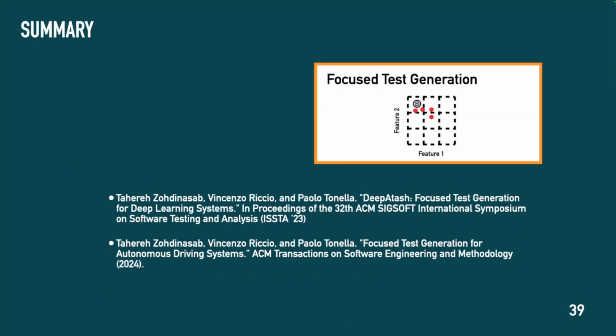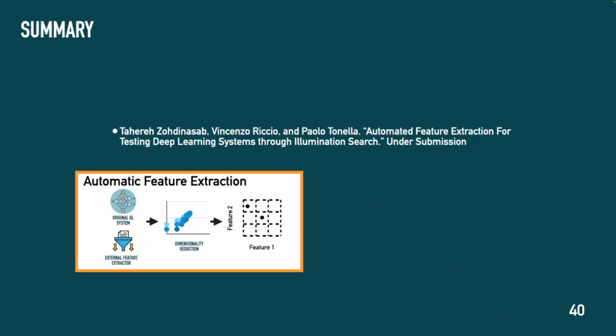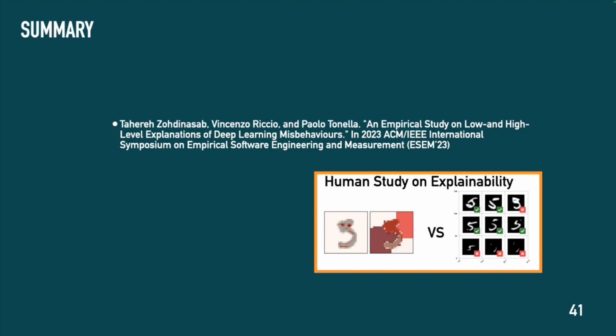I talked very abstractly about the focused test generator that we proposed, which was originally for classifiers, but we could improve it also using a StyleGAN model for autonomous driving systems. And I also talked about automatic feature extraction for deep learning systems, which can tackle the limitations of the previous approaches. There was also another study which I skipped because it was too long to discuss. It was an empirical study to compare our approach with explainable AI approaches, because there are already explanations in the literature trying to explain the behavior of deep learning systems in the AI community.